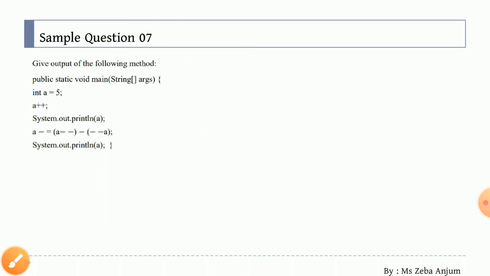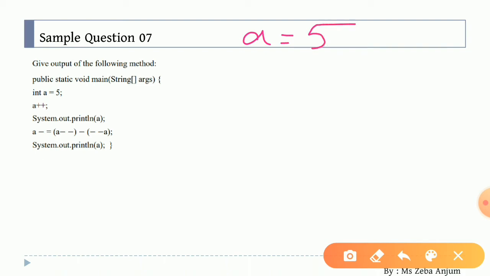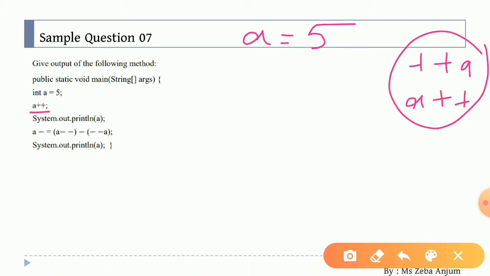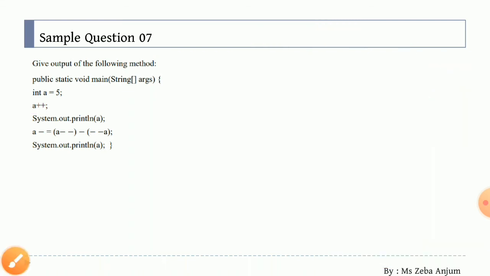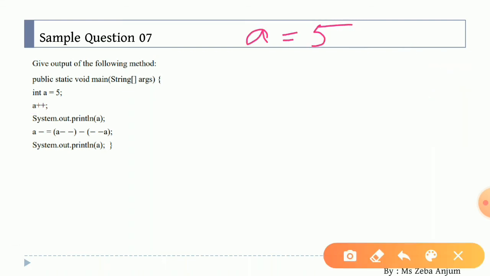See the next question number 7. Again we are having a question of output. int a equals to 5 we are having. Yes, and a++. See, when you are having this unary increment decrement alone, either ++a or a++ alone, then you just increase the value by 1. Okay, so we are having a equals to 5, and with this statement you just increase the value by 1 and give it 6 value.